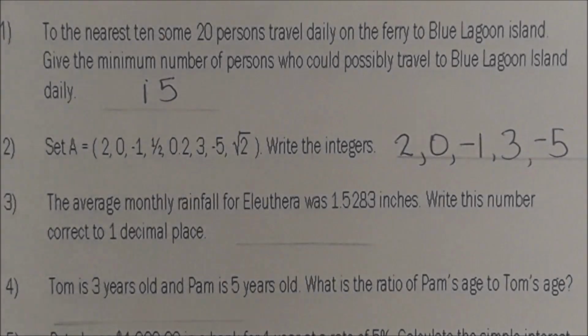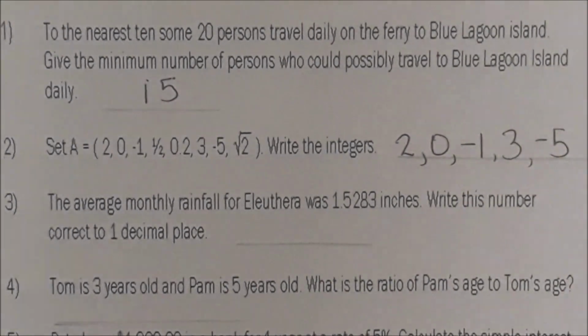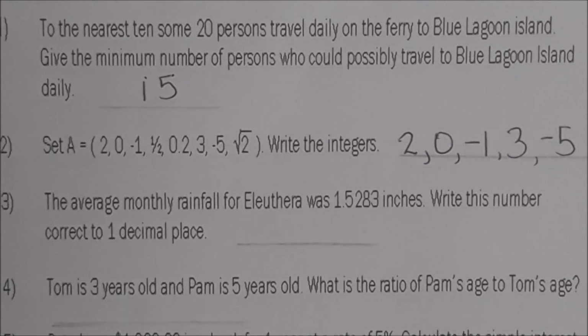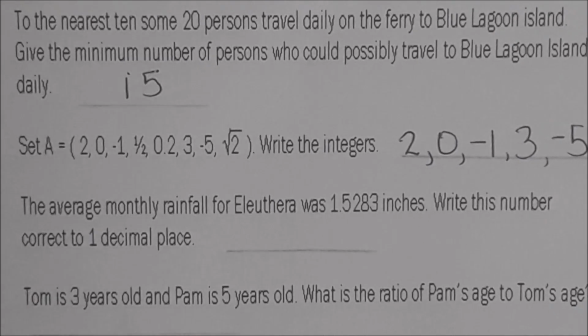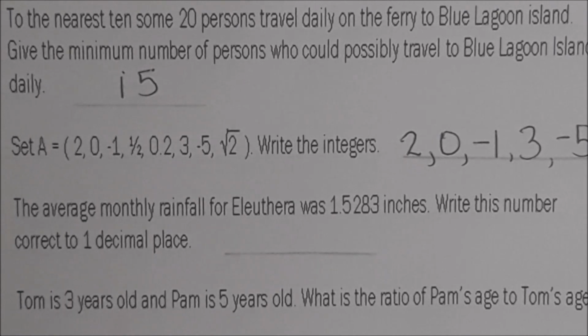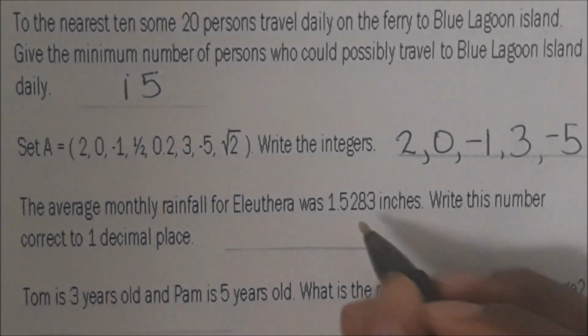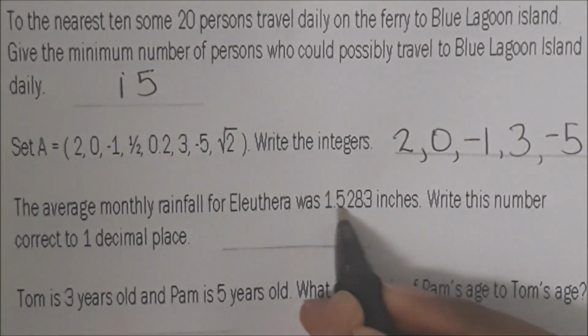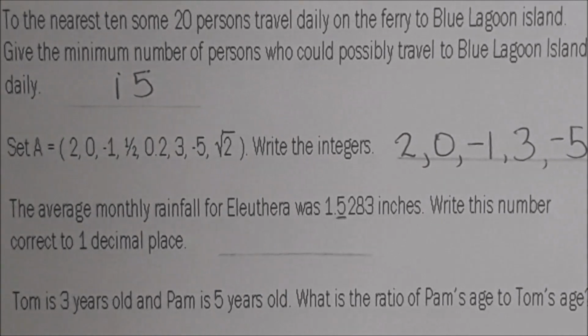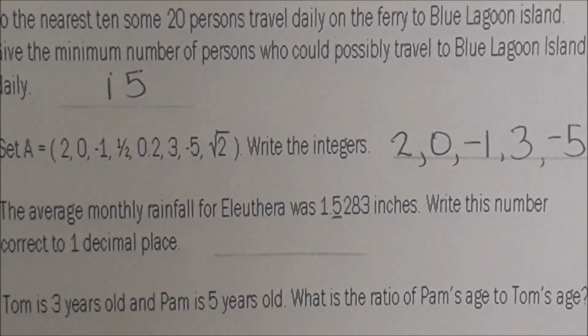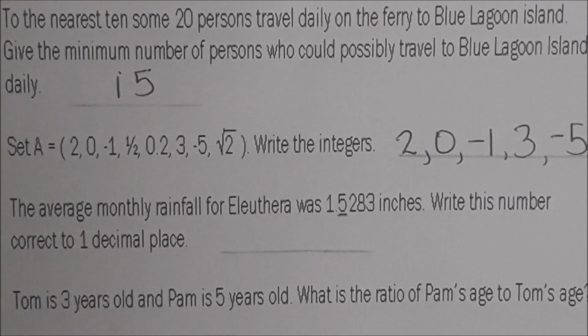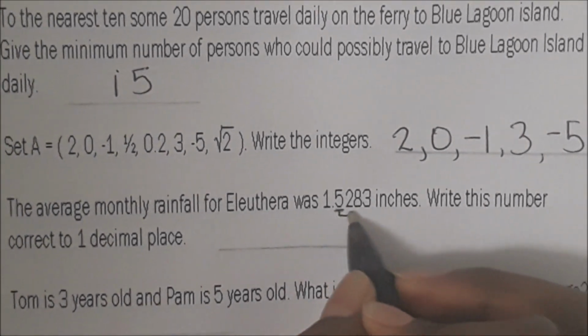Read it. The average monthly rainfall for Eleuthera was 1.5283 inches. Write this number correct to one decimal place. Now we're dealing with decimal places, and let's see how she can handle that. If you're looking, that number is 1.5283. Okay, how do you work it, Rafaela? What do you look at? You look at the place where you're rounding. One place, so she's looking at the 5 and the number behind it. The number behind it is a 2.